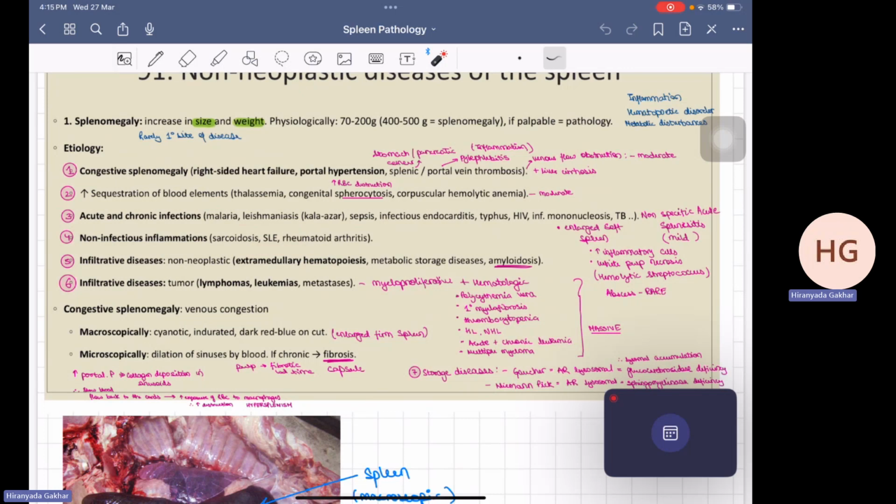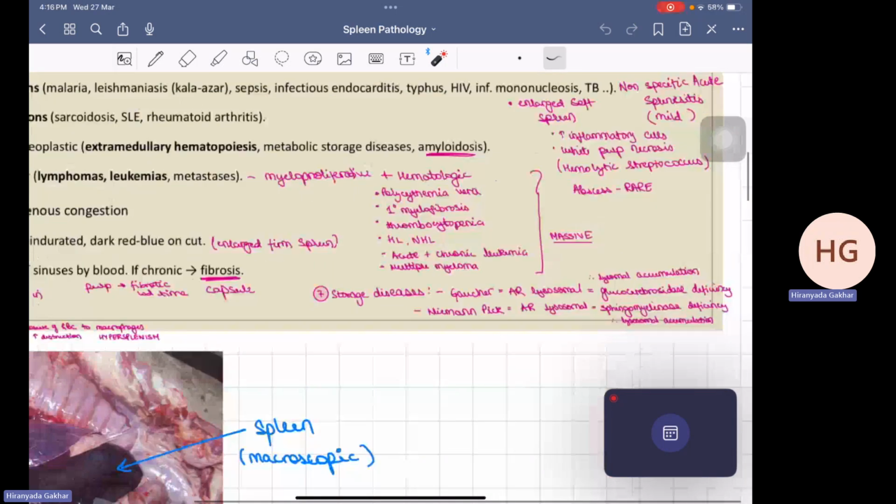Now, there are two sets of infiltrative diseases that can cause splenomegaly: the non-neoplastic infiltrative diseases and the neoplastic ones. As for the non-neoplastic, the most important example is extramedullary hematopoiesis that I mentioned above, when due to some pathology in the bone marrow, the spleen resumes its hematopoiesis. Along with that, there are metabolic storage disorders and amyloidosis. With tumor diseases or neoplastic infiltrative diseases, we need to remember that lymphomas and leukemias also present with splenomegaly, and also other myeloproliferative disorders.